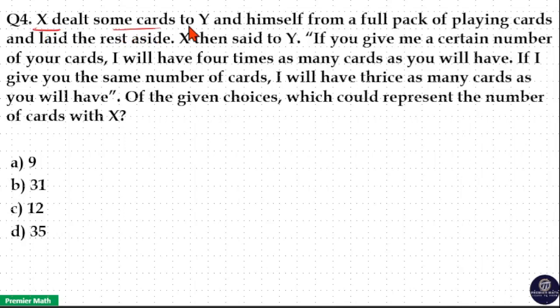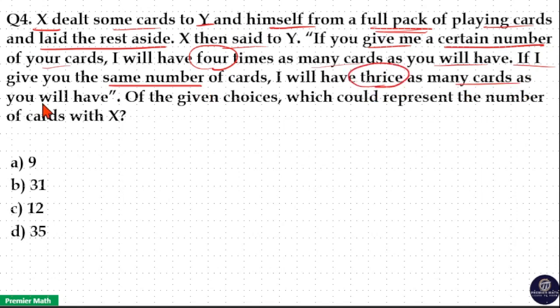X dealt some cards to Y and himself from a full pack of playing cards and laid the rest aside. X then said to Y, if you give me a certain number of your cards, I will have 4 times as many cards as you will have. If I give you the same number of cards, I will have thrice as many cards as you will have. Of the given choices, which could represent the number of cards with X?